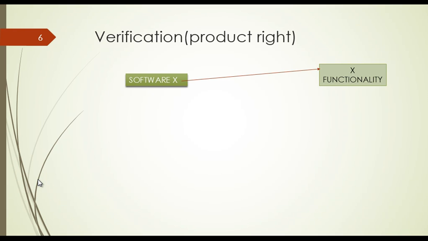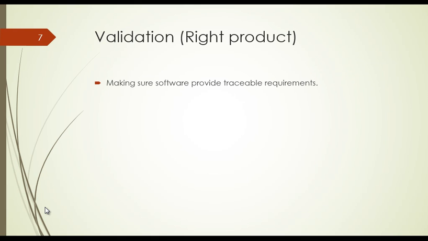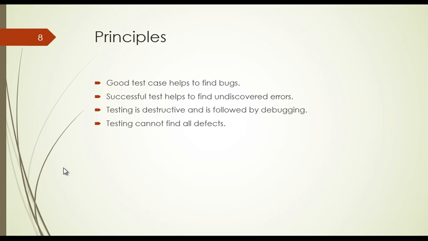And when it comes to validation, if you consult Roger S. Pressman, the definition is quite a bit confusing, but what you need to know is that verification is about the functionalities, whereas validation is about a traceable requirement that's going to go to the requirement traceability matrix, right? So validation is about the right product, making sure the software provides traceable requirements.